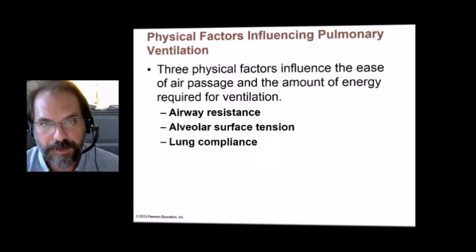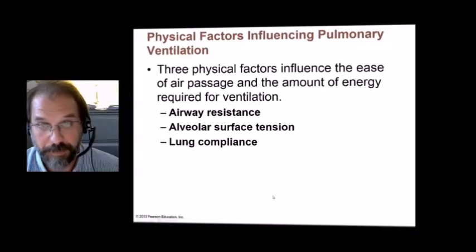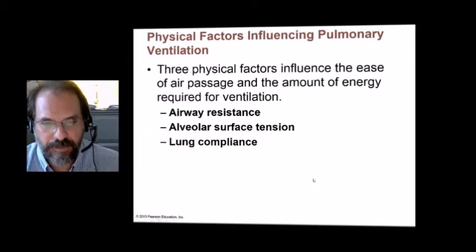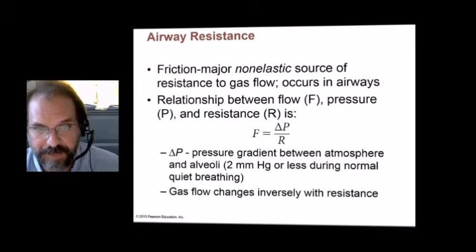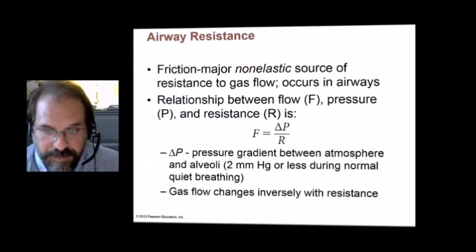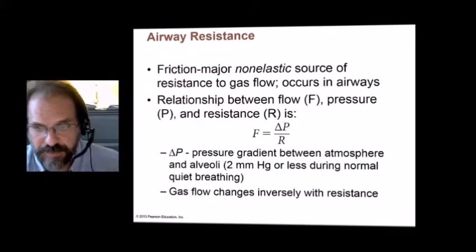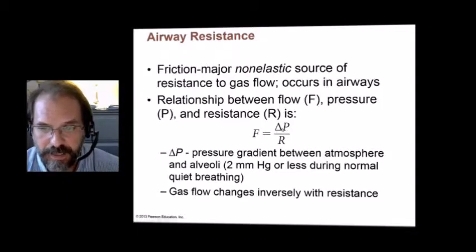All right, so here we're picking up with physical factors that influence pulmonary ventilation, and it lists here three of these factors, and I don't make a big deal of these. I don't even know if there might be one or two questions about this on your upcoming test. So your three factors are airway resistance, alveolar surface tension, and lung compliance. They're based on the master flow equation that we looked at before. We know flow in hemodynamics was based on a difference in pressures, and we see that repeated again here, and the opposing force to that is resistance.